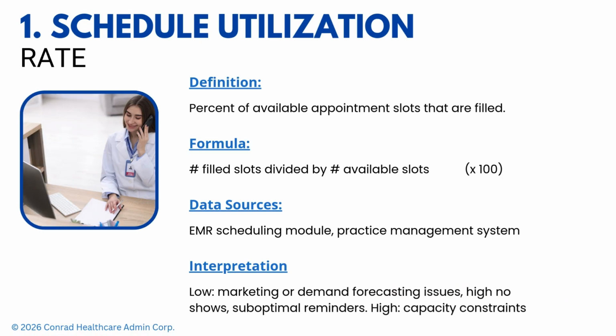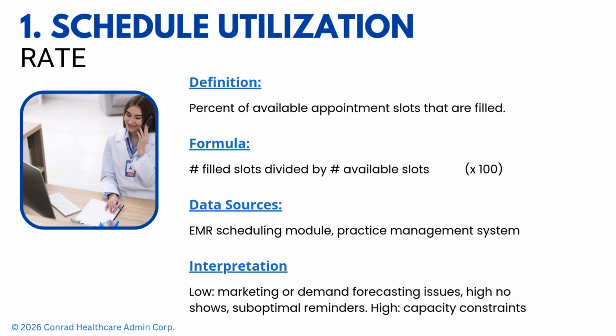Number 1, schedule utilization rate. This is the percentage of available appointment slots that are filled, and we can calculate this by taking the number of filled slots divided by the number of available slots. And anytime you want to express a number as a percentage, you can take that result and multiply it by 100. Some data sources for this are the EMR and practice management system. It might be from the scheduling module. You might have reports. Those are some of the possible data sources.